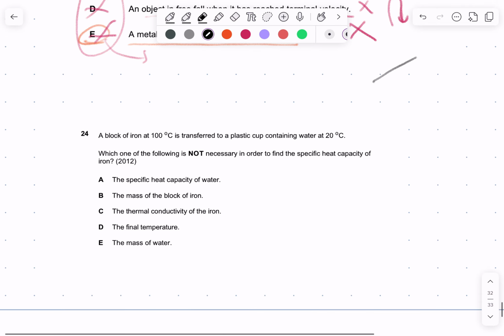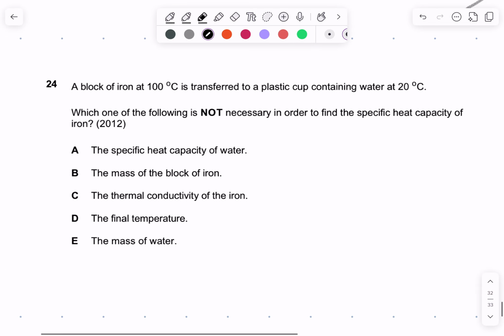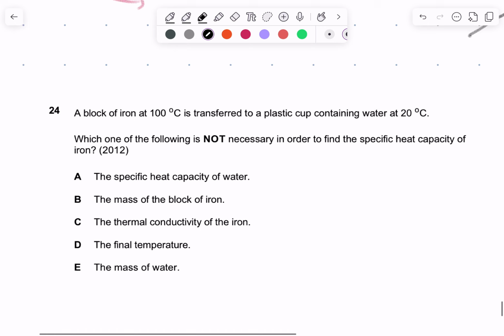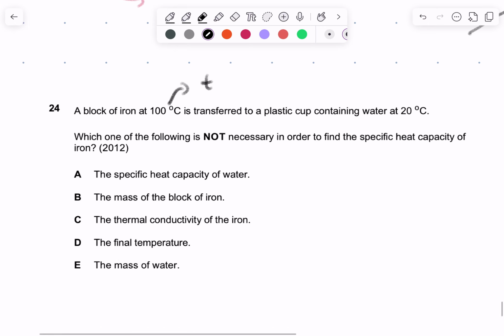Okay, let's move to the other question, 24. 2012 IMAT. A block of iron at 100 degrees Celsius is transferred to a plastic cup containing water at 20 degrees Celsius.